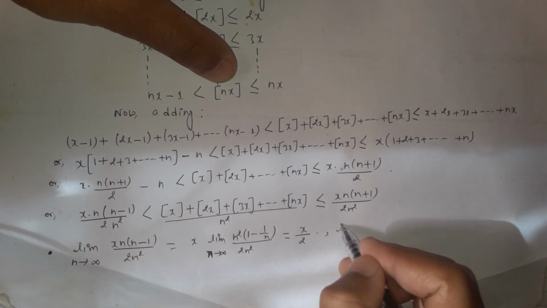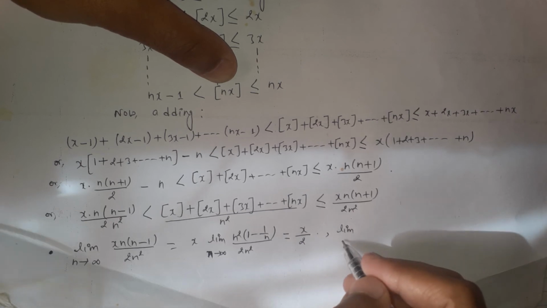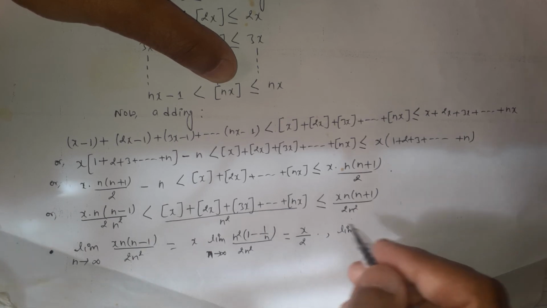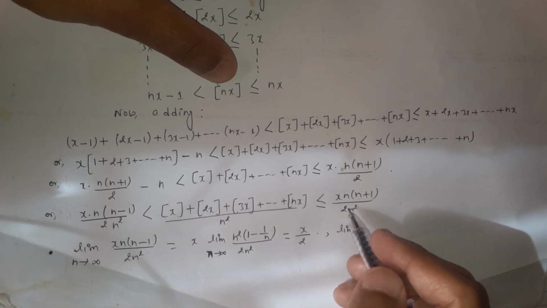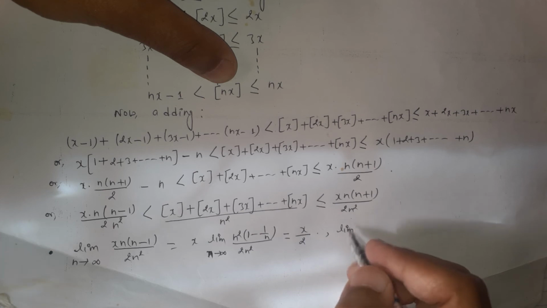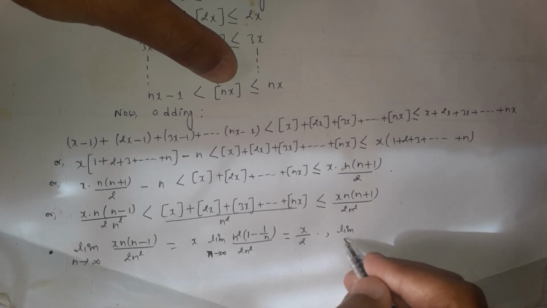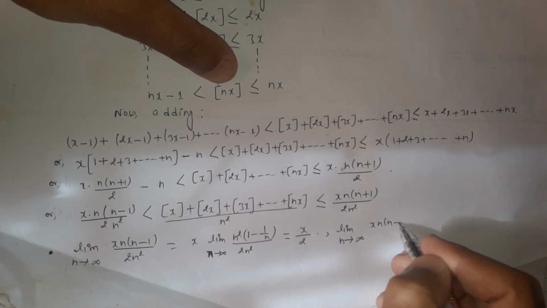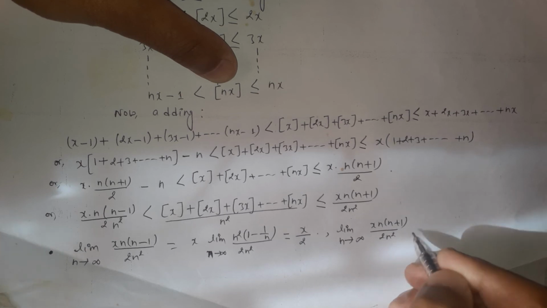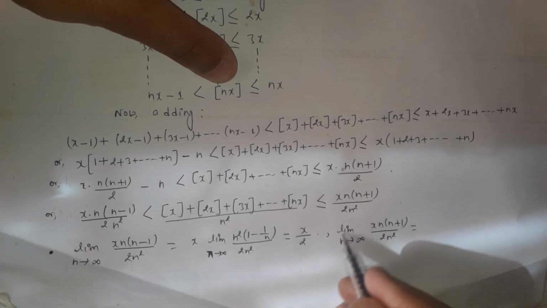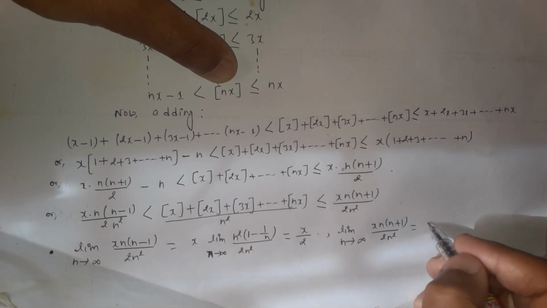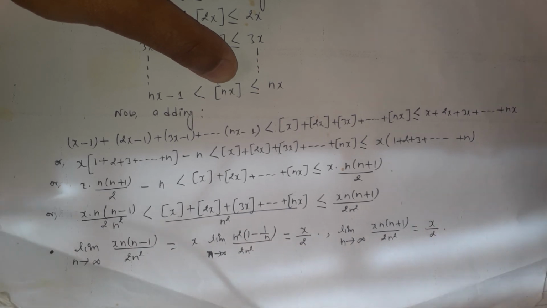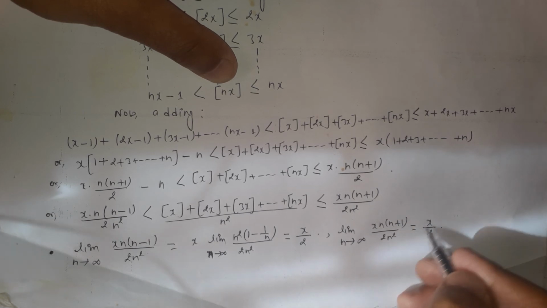Similarly, the limiting value of the upper bound function can be calculated as the limit as n approaches infinity of the upper bound function xn times n plus 1 over 2n square. We can calculate its limiting value by the same process, and its limiting value is also x over 2. Here there is just a positive sign, so this will also be x over 2.